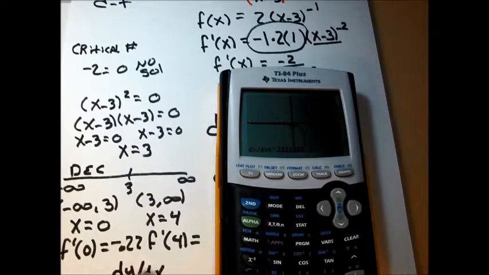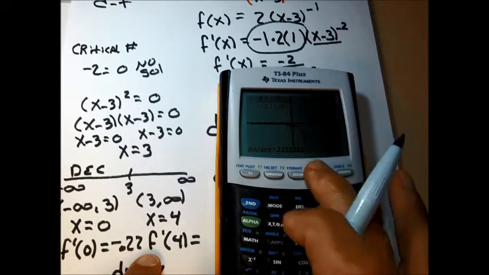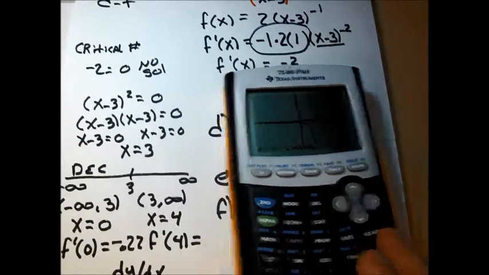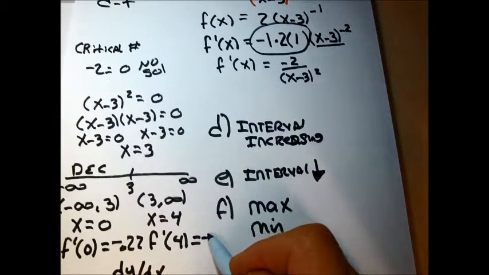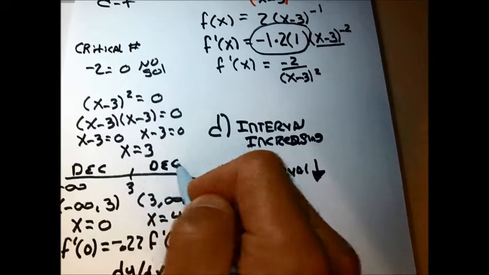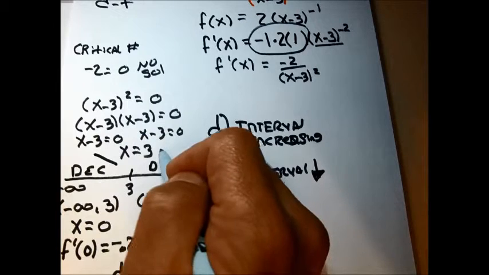For the second interval, I'm going to do f prime of 4. So second calc, dy/dx, type in 4, and I'll get negative 2.0. I'll just say negative 2. And so it's also decreasing in that interval. So the graph decreases, then decreases.